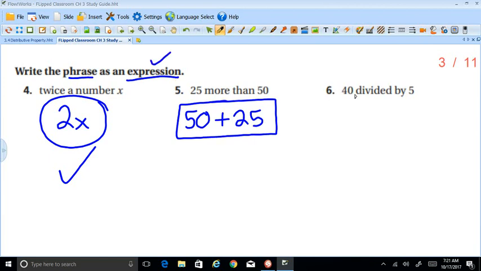Number 6, 40 divided by 5. Again, we are simply writing an expression. There's no need to actually solve it. But you would know the actual quotient gives you 8.